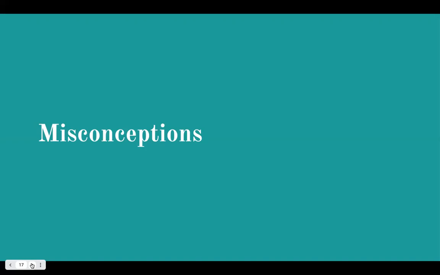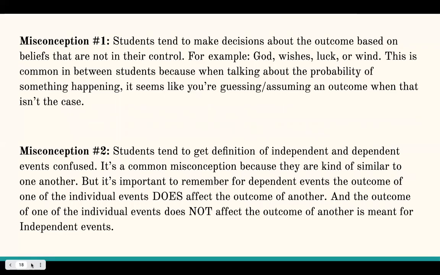Misconceptions. The first misconception that we thought of is that students tend to make decisions about the outcome based on beliefs that are not completely in their control. Some examples would be God, wishes, luck, or wind. This is common among students because when talking about the probability of something happening, it seems like you're guessing or assuming an outcome when that isn't the case.